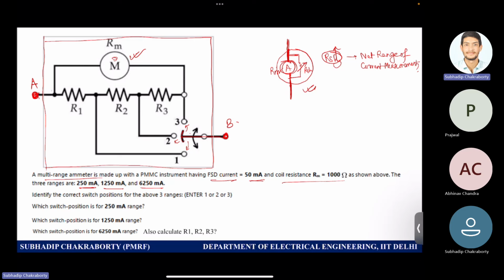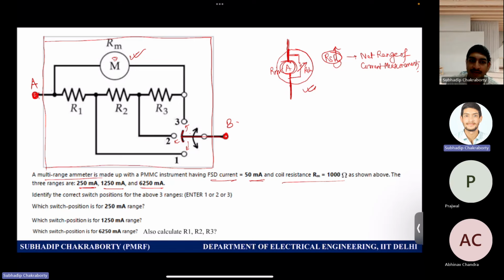So what position will you put the switch when you want to measure 6250 milliampere, which is the highest amount of current for the given 3 options? Sir, position 1. Okay, so if you put in position 1, then you have a small amount of resistance, maybe R1, and then you have the meter, and then you have some resistance, which is R2 plus R3.